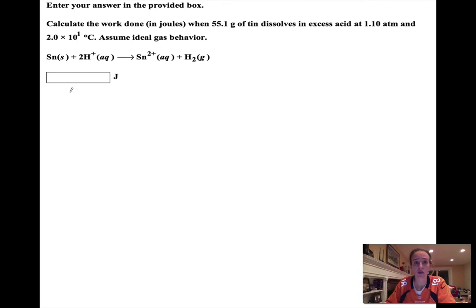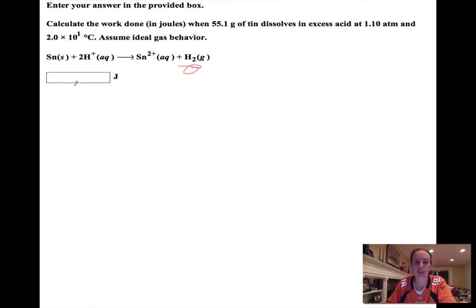So you've got a reaction going on, 55.1 grams of tin dissolving in acid, and that creates gas. It creates this hydrogen gas right here. And so we have to figure out how much work is done.